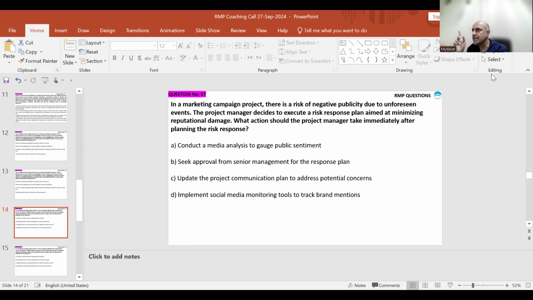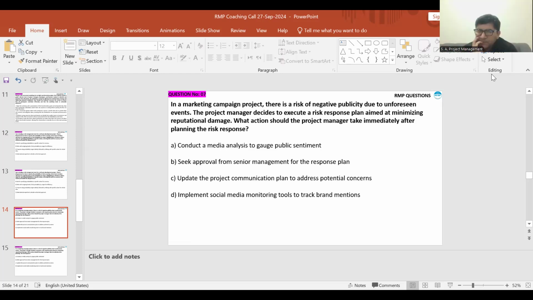So it says a risk has been identified and a response has been planned. He cannot implement the plan immediately. This is a risk. This is not an issue. Okay, so option number D is rejected.